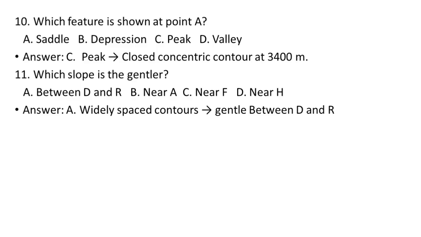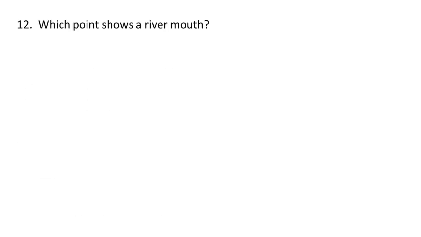Near A is summit area. Slopes are moderate, while near F is steepest slope. So C is also not the answer. Point H is medium slope, not gentler. A is the correct answer. Which point shows a river mouth? A, point E. B, point G. C, point A. D, point H.